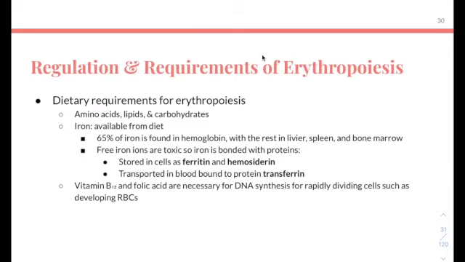Ferritin is known as a stored form of iron. That's where iron sits, in ferritin a lot, and hemosiderin, and it's transported in the blood by transferrin. This way, there's not free iron sitting around in your blood, because that is very toxic to you.